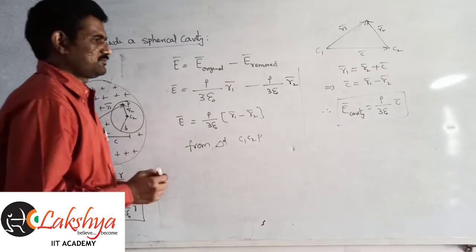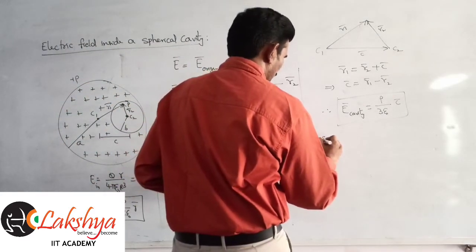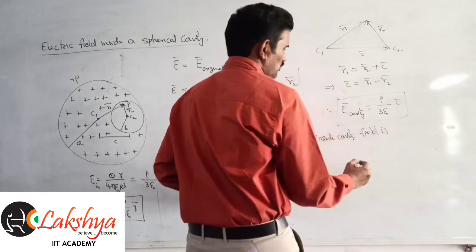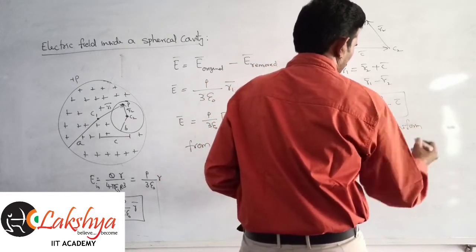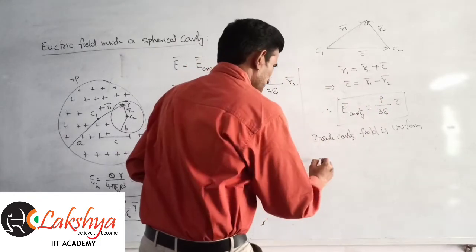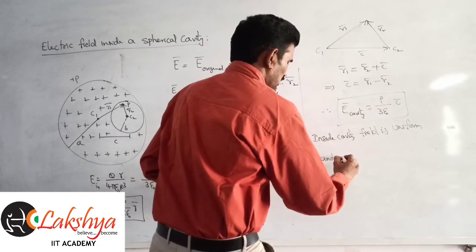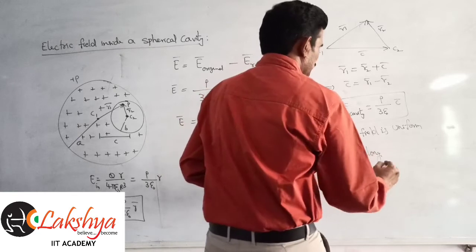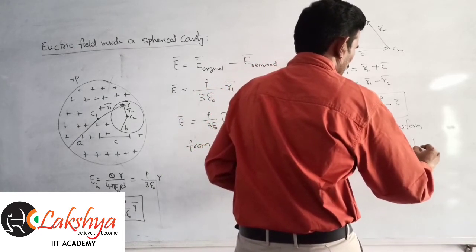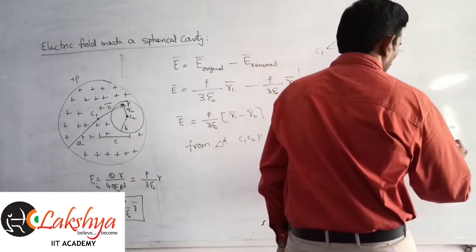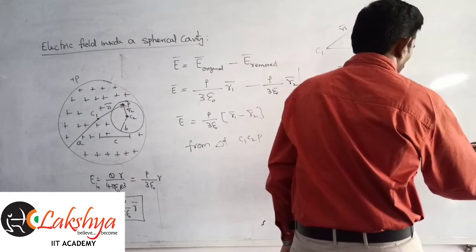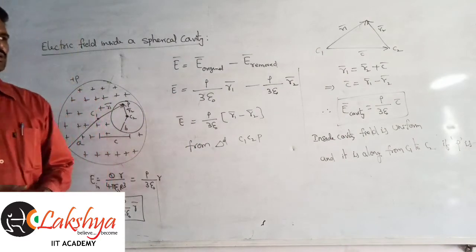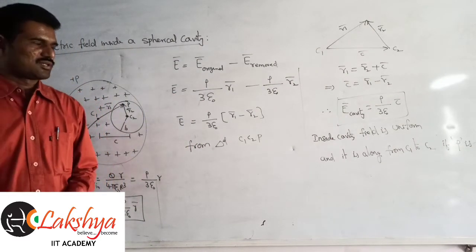So therefore I can write, inside the cavity, the field is uniform and it is along from C1 to C2. If rho is positive, that means if charge density is positive, then it is from C1 to C2. If the charge density is negative, then you will get the opposite direction. So that is the intensity of electric field inside the spherical cavity.